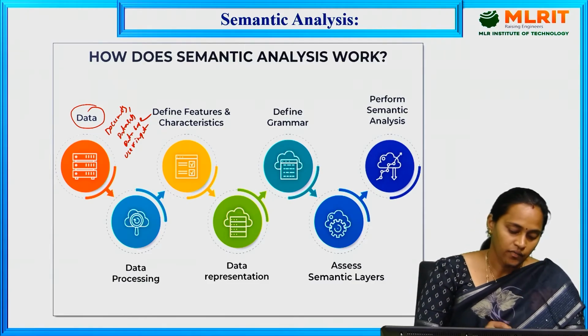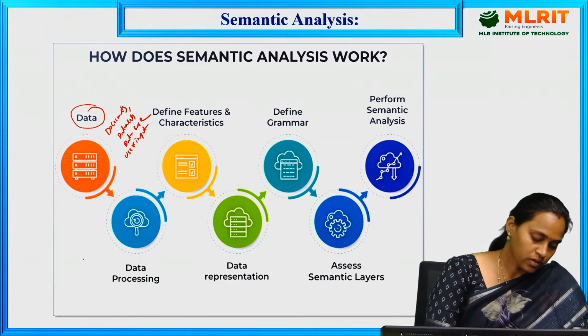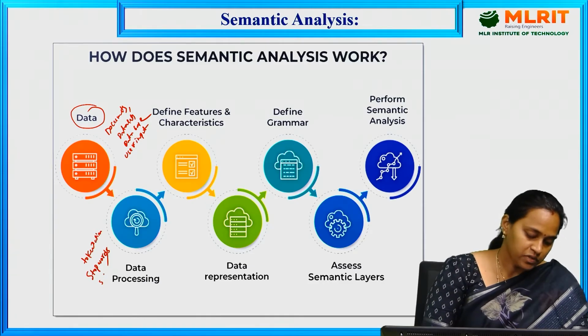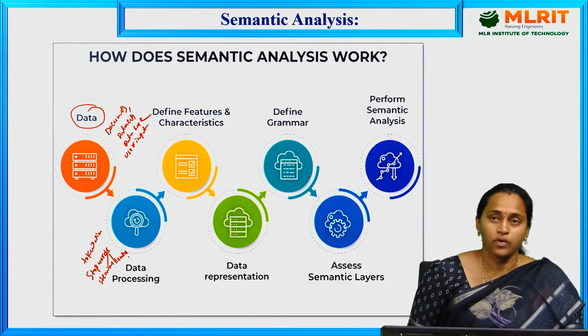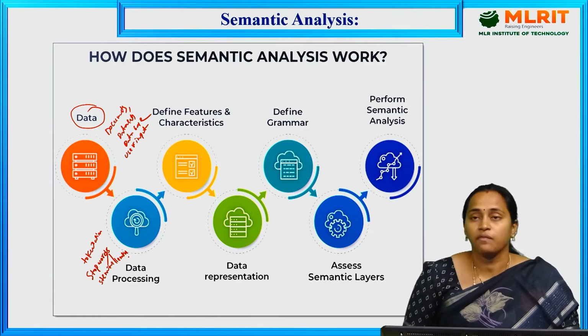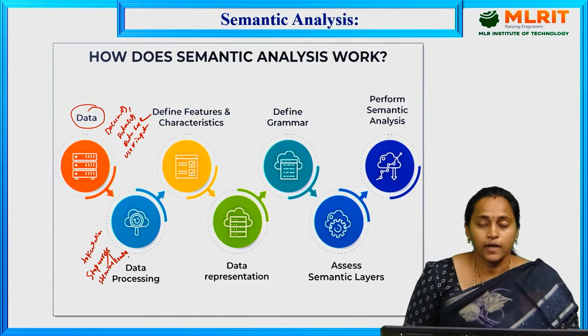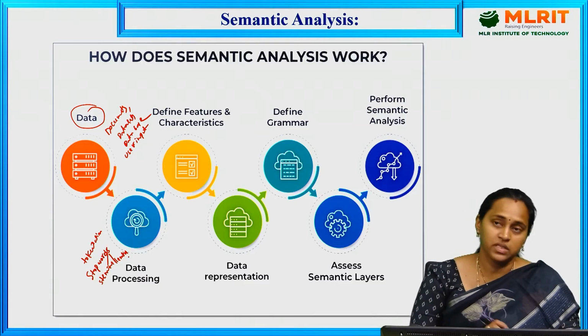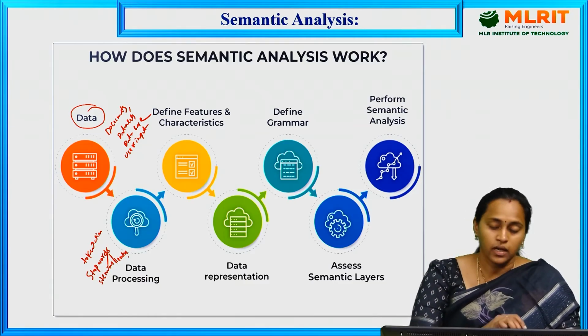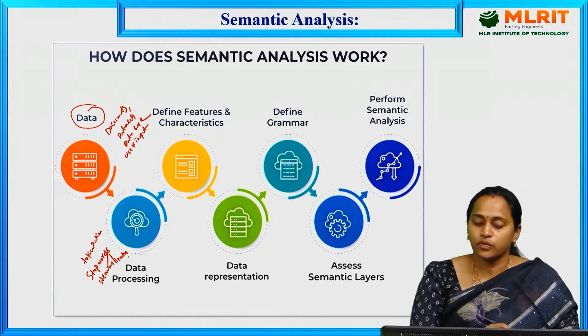That means we have to clean the data. First tokenization, after tokenization we have to remove the stop words, and after stop words we have to do the stemming and lemmatization process. This is the overall data processing. That means after collecting the data we have to clean it, removing the unwanted data like stop words, and find out the root word.